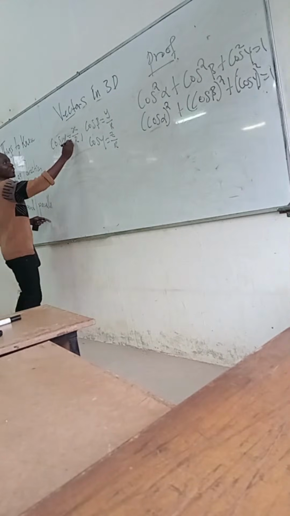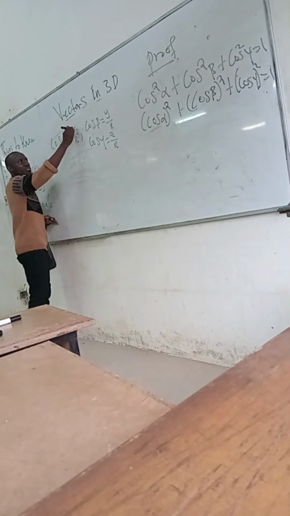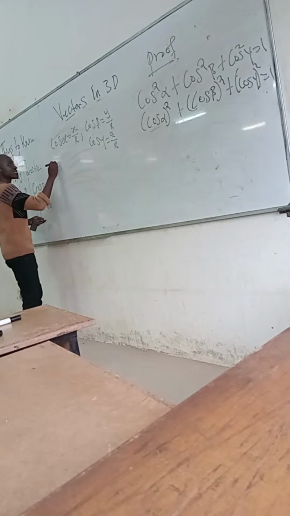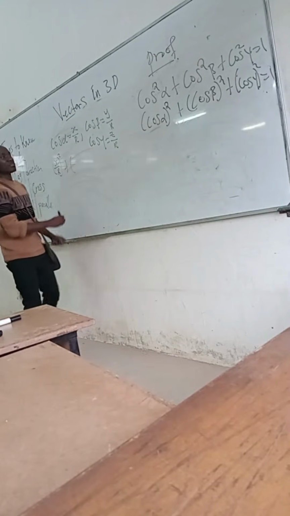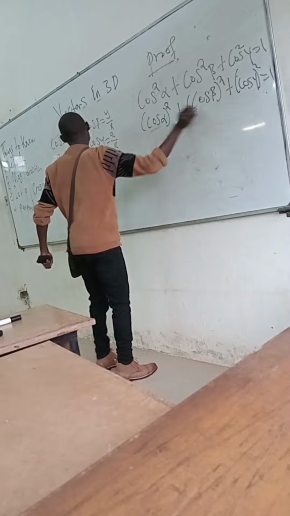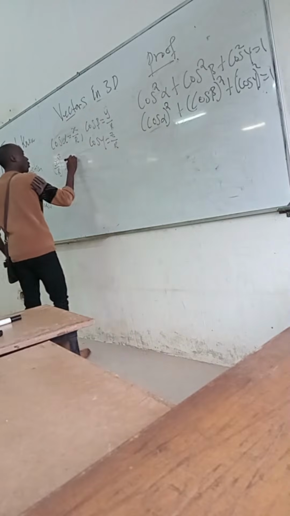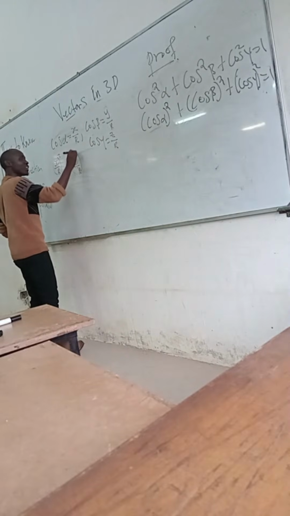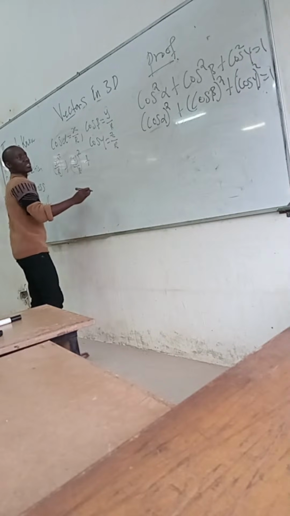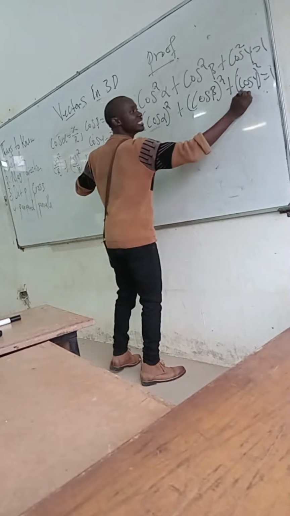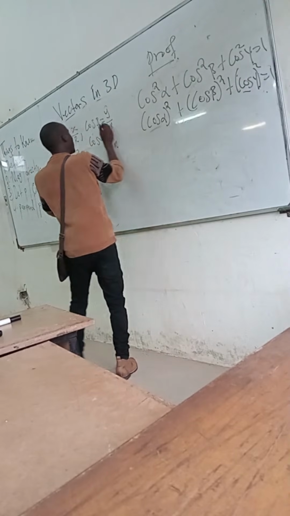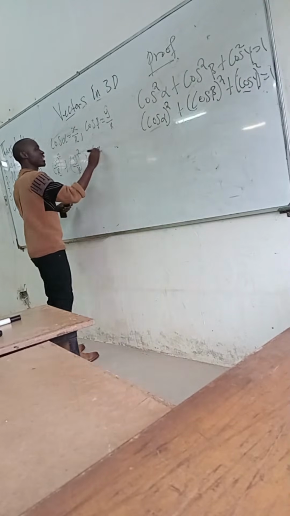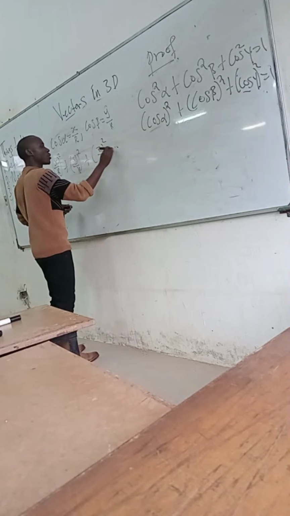So what is cos alpha? Where there is cos alpha, put x over r. That means x over r, and everything is squared. Plus cos beta. Where you see cos beta, you put y over r. If you love math, this is a simple issue. What is cos gamma? Z over r. That means z over r, everything squared, equals what?